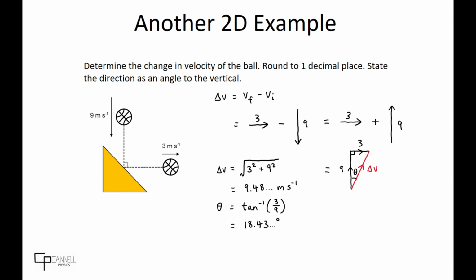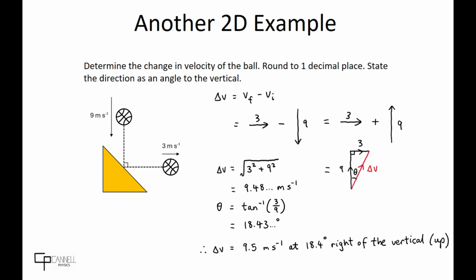So our magnitude of the change in velocity is 9.48 etc. meters per second, and the theta angle is 18.43 etc. degrees. And we can see from this vector diagram that the change in velocity vector is to the right of the vertical line and it's upwards. So hence quoting my final answer. So the change in velocity is 9.5 meters per second at 18.4 degrees right of the vertical upwards.